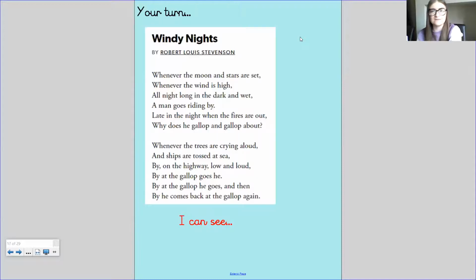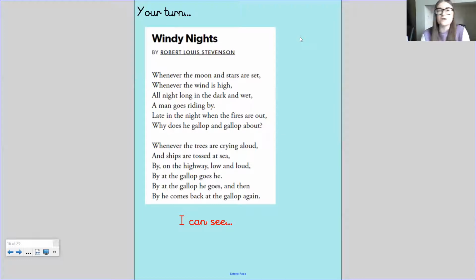Your turn again. I think this is the last one that we're going to look at. But we are just looking at and experiencing these different poems so that we can draw on this knowledge to help us understand that there are lots of different kinds of poems. Okay, so your turn. This is Windy Nights by Robert Louis Stevenson.